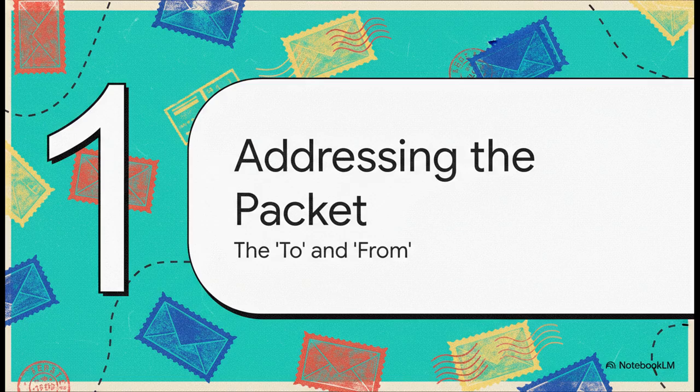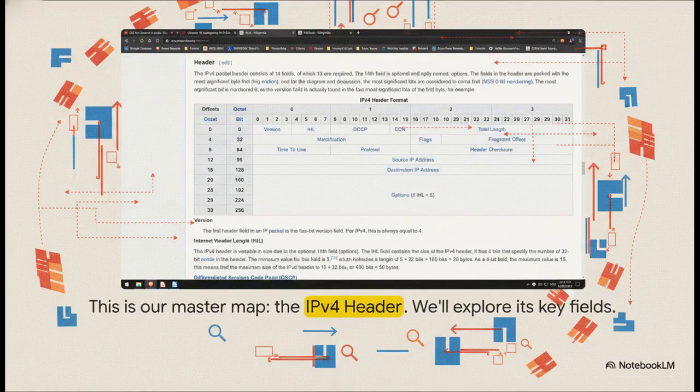Okay, so first things first. Just like any piece of mail, you absolutely need an address. This is the most fundamental part of its entire journey. And here it is. This is our master map. Now, I know it might look a little intimidating at first glance, but stick with me. We're going to break down the most important parts one by one. And what's really amazing is just how much information gets packed into such a tiny, tiny space.